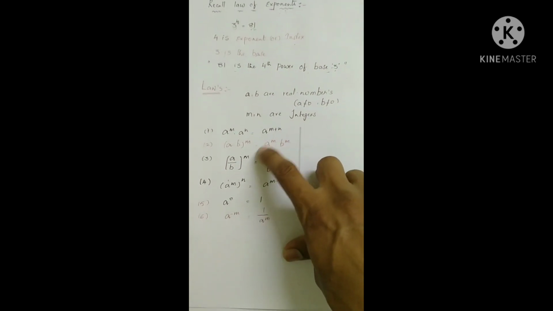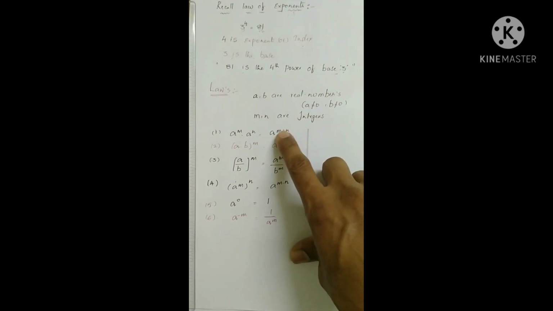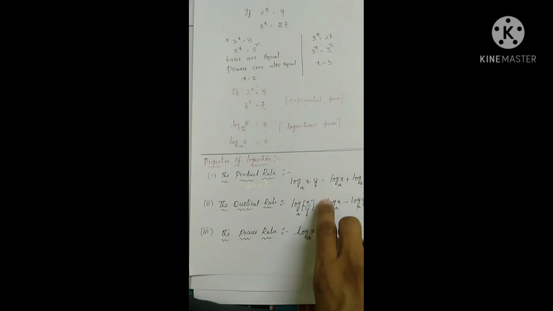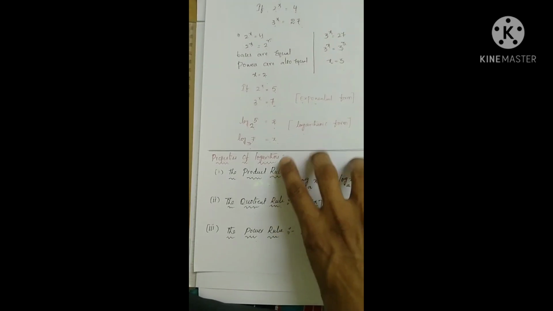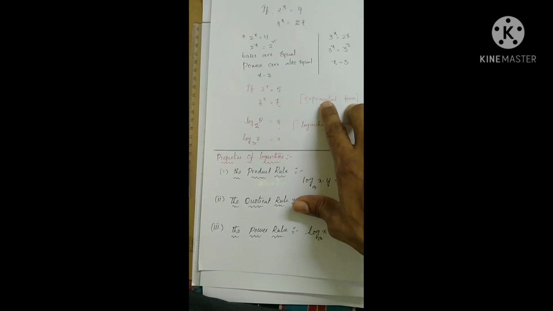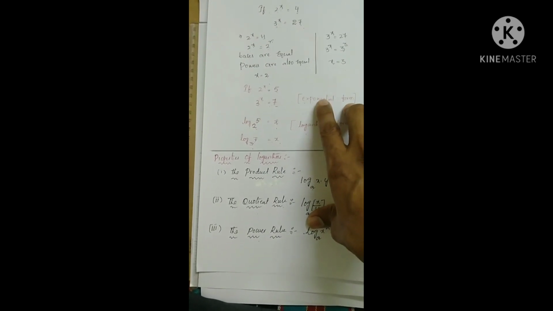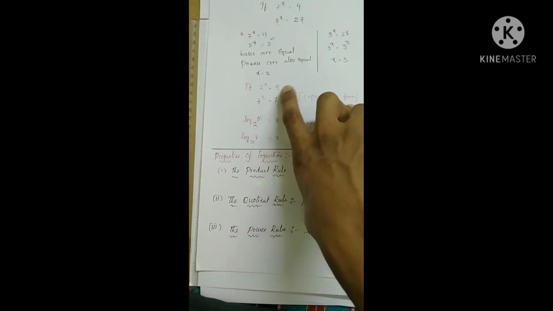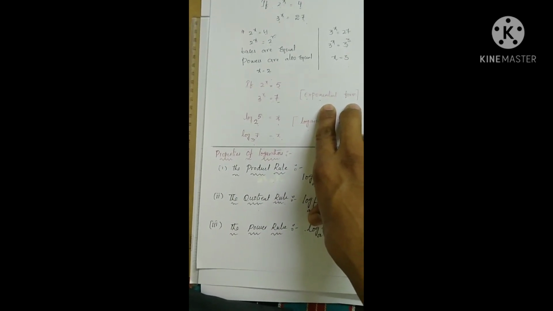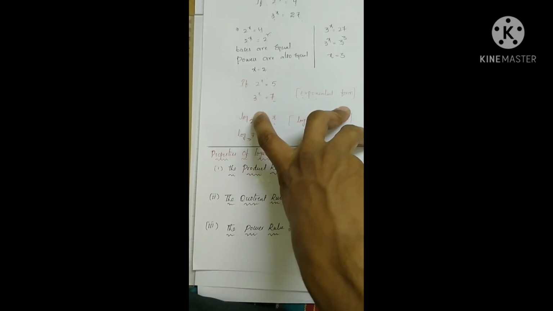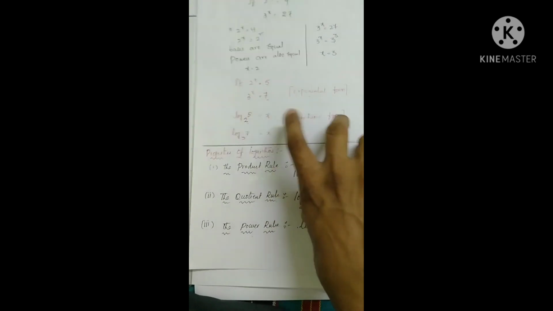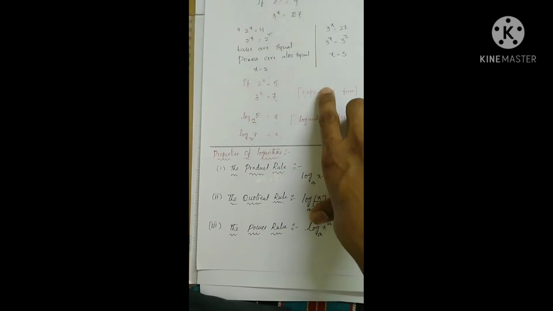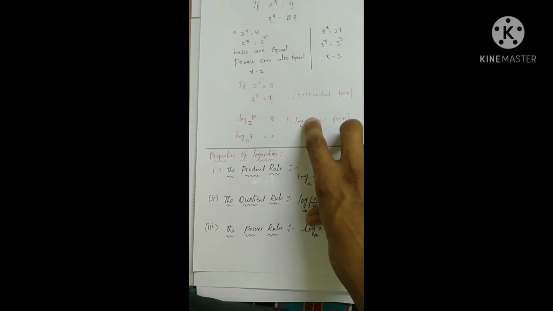So these are the laws of exponents, and these are the laws of logarithms. Logarithms and exponents are always inverse to each other. Here 2 power x is equal to 5 is the exponential form, and log 5 base 2 is the logarithmic form. Both are inverse to each other.